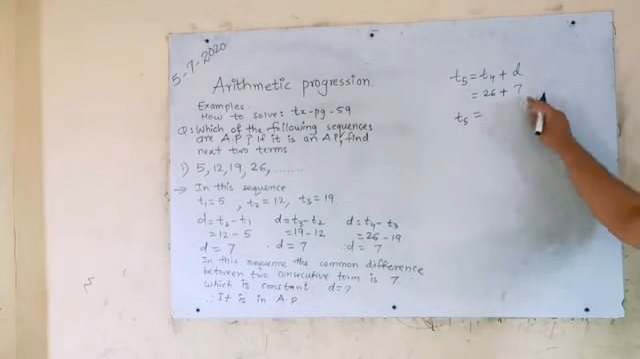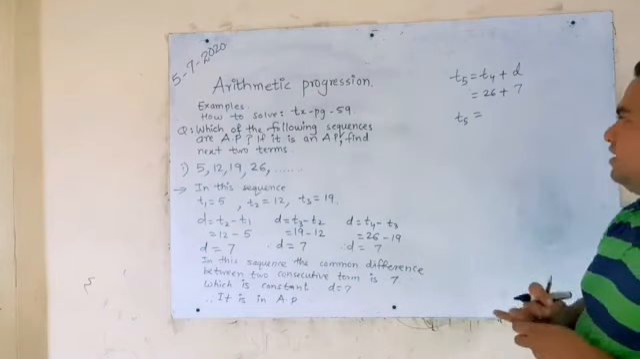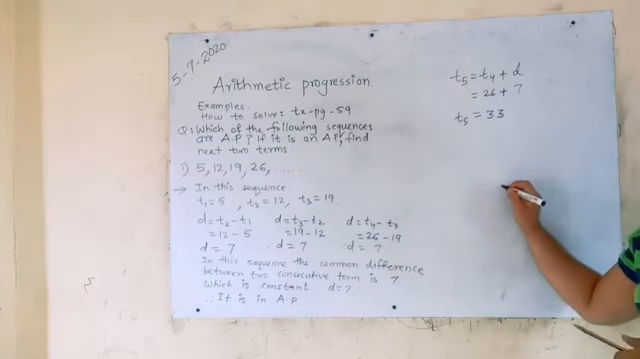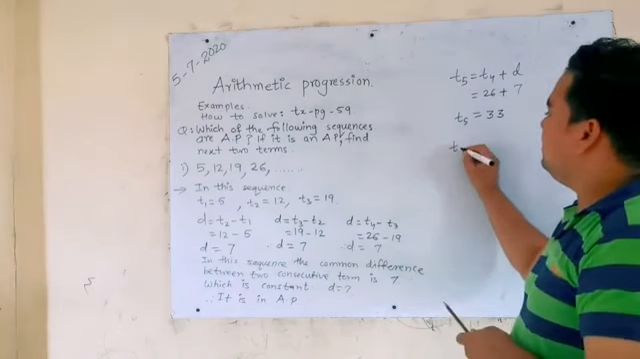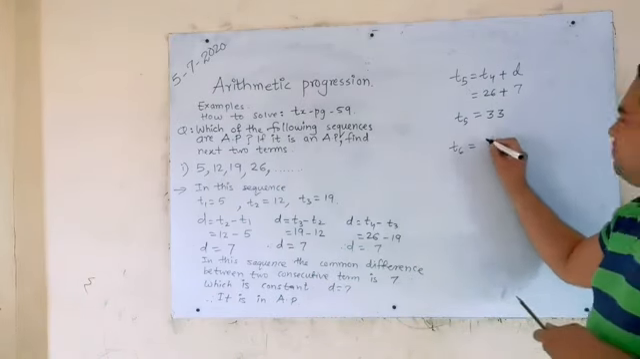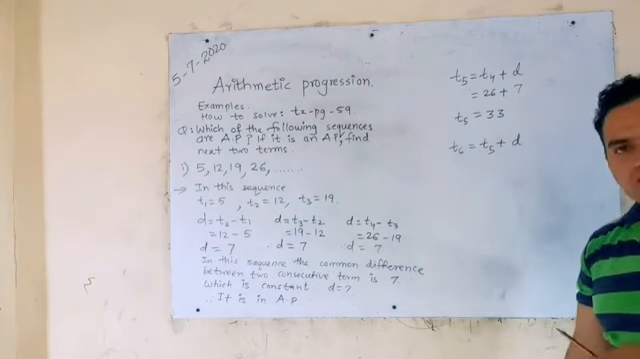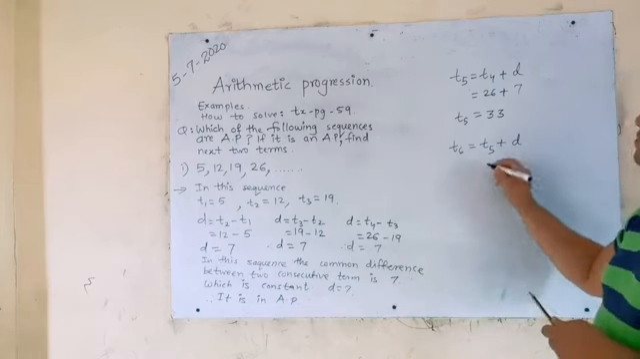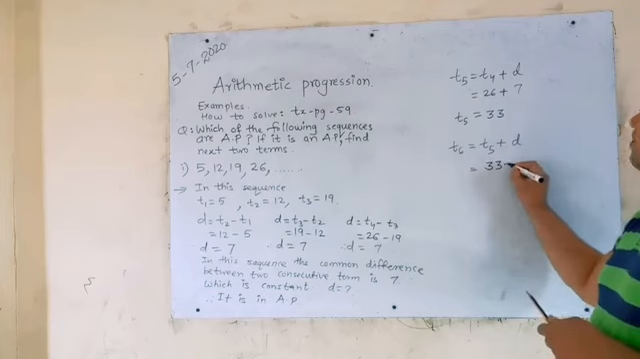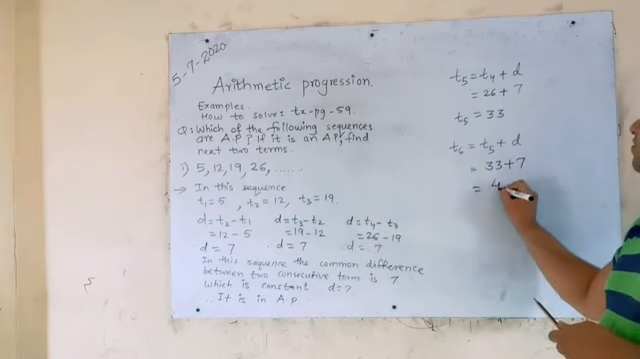26 plus 7. So count 27, 28, 29, 30, 31, 32, 33. So the answer is 33. Is it clear? Now you have to find term 6. How will you find term 6? Now you know term 5. To term 5, you will add the common difference, which is the same between every two consecutive terms. So T5 is 33 plus the common difference, 7. So the answer will be 40.